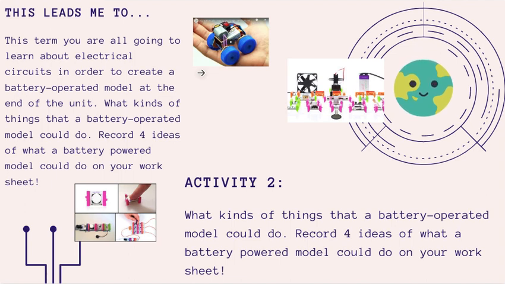So what kind of things... and we're also going to be learning about what kind of things a battery operated model could do. Now, your activity for today is to record 4 ideas of what a battery powered model could do on your own worksheet. So the activity is, what kind of things could a battery operated model do? And record the 4 ideas that you think your model by the end of this term will be able to do.